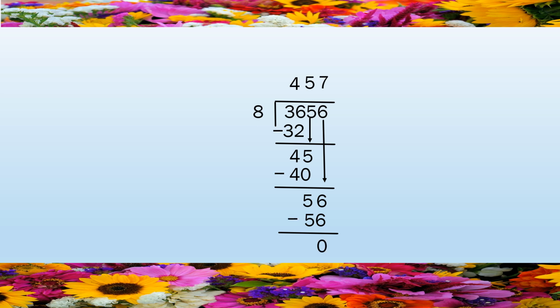The remainder is 0. So total how many flowers in each garland? 457. So 457 flowers are there in each garland.